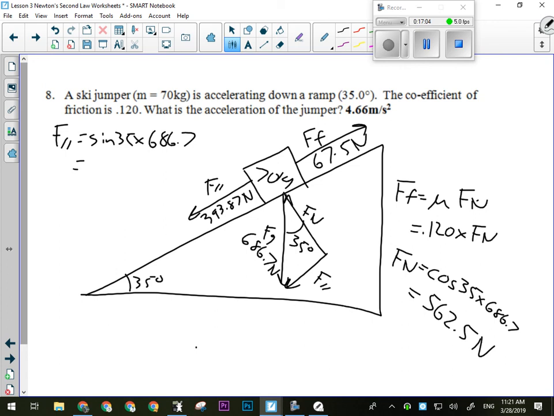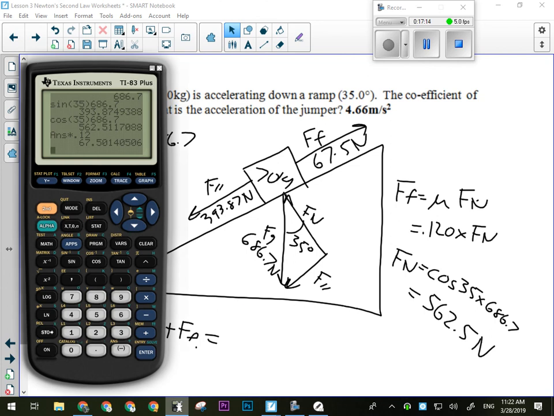Now it's the same as every other Newton's second law problem. F parallel plus the force of friction, so it's the sum of all forces. We take our 393.87 and subtract our answer, which was the force of friction. There's our net force down the ramp. Divide that by the mass of the skier, so there's our m times a calculation. Acceleration is 4.66 meters per second squared down the hill.